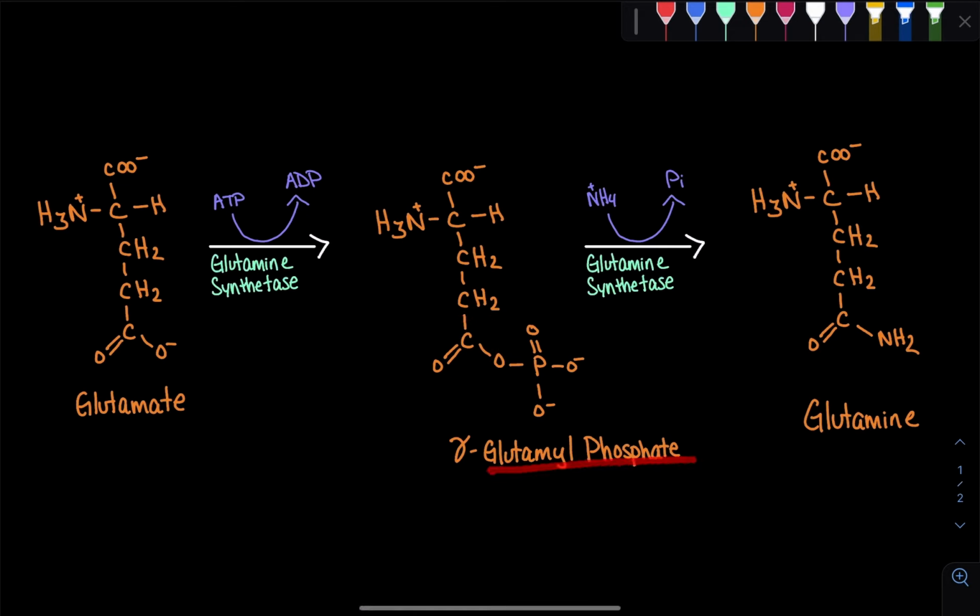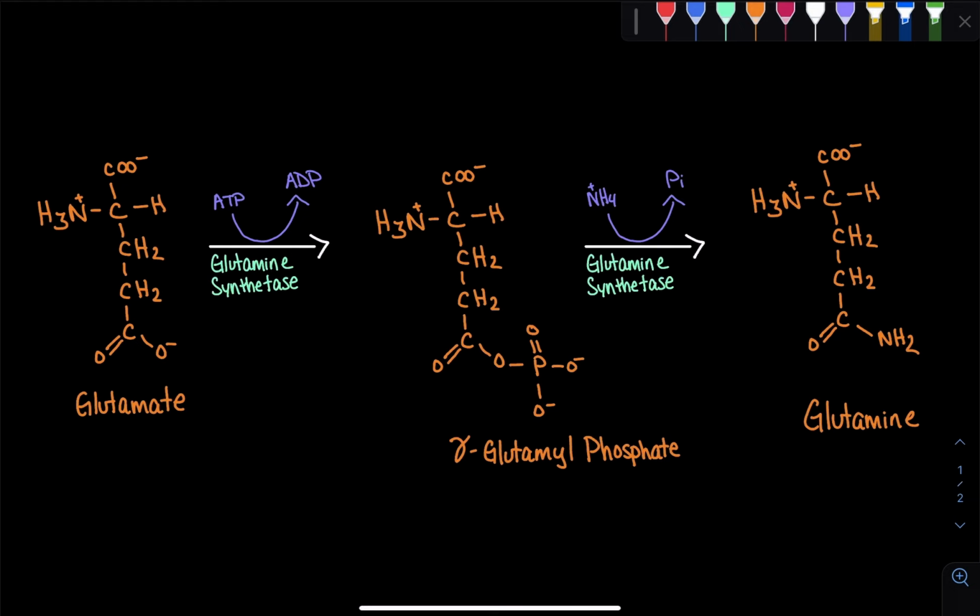Now this glutamyl phosphate intermediate can act as a more reactive molecule, which can pick up an ammonia. Essentially, this phosphate is going to act as a good leaving group, and it's going to leave so we can have our nitrogen bind. So we're still utilizing that same enzyme. This reaction is happening on the same enzyme, just one step after the other.